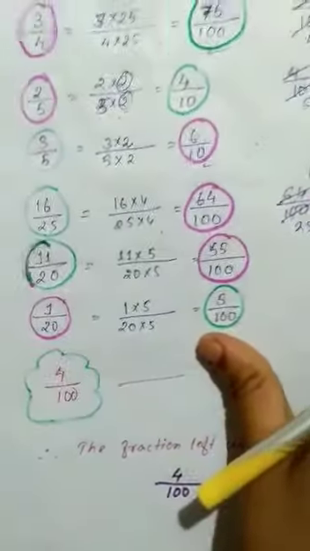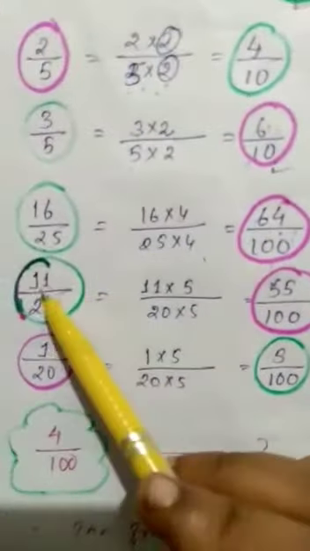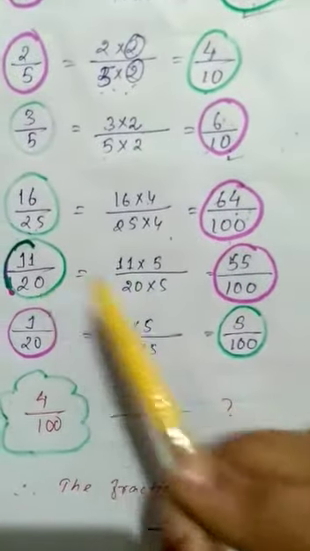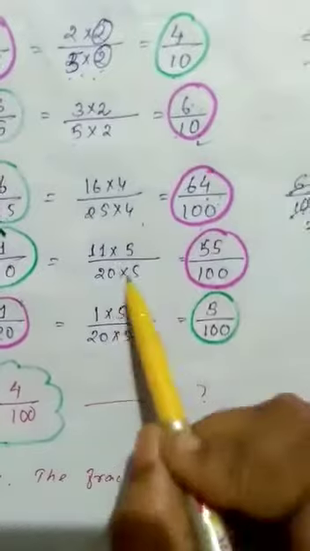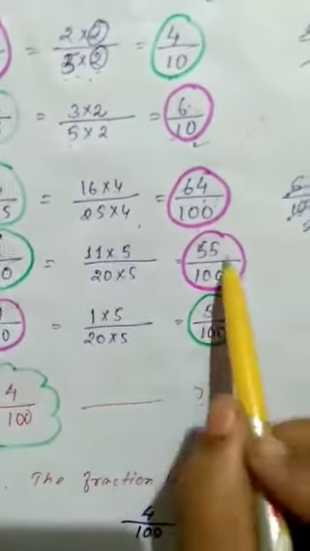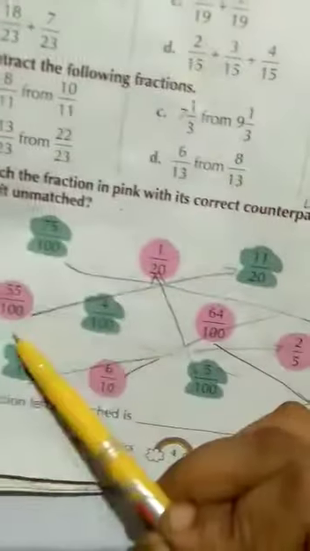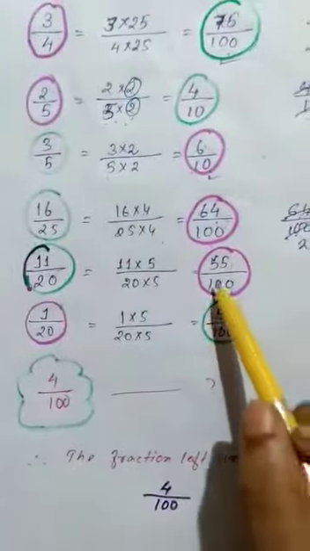All right, same way you can see 11 by 20 if we do here, 20 into 5 if you do, you will get here 100. So if we multiply 11 also by 5, we will get here 55 by 100. So 55 by 100 is there, we can match it with this fraction 11 by 20.